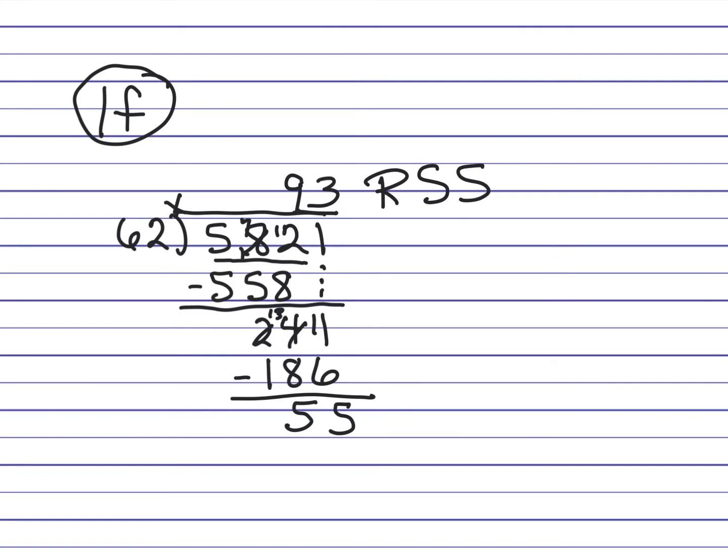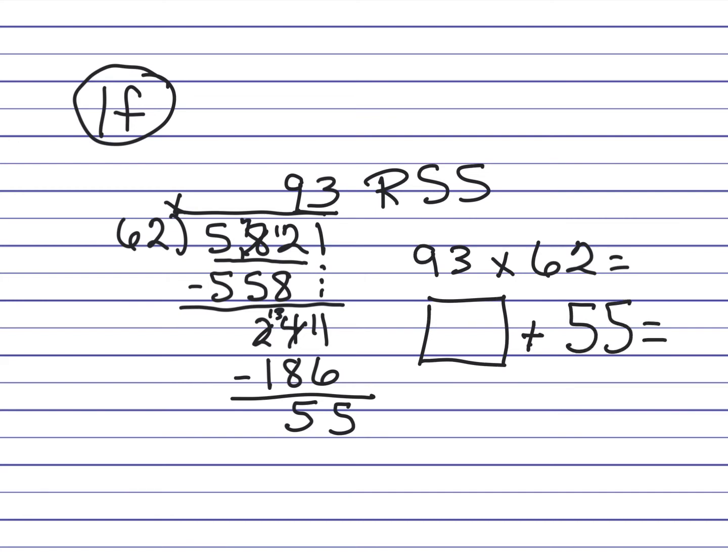Now remember, when you're checking this, I didn't go over that in the first one, you're going to have 93 times 62, and then you're going to add in your 55, okay? And then you should get your dividend, 5,821. That's how you check it.